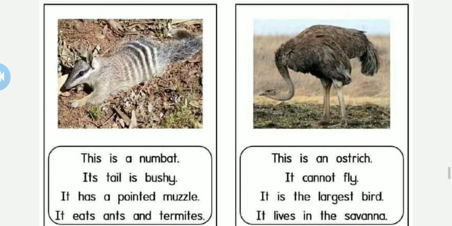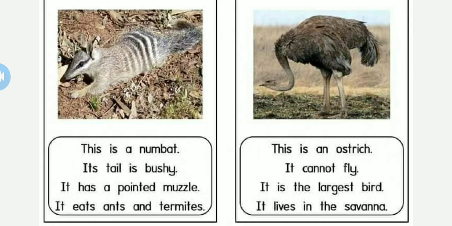Next picture. This is a numbat. Its tail is bushy. It has a pointed muzzle. It eats ants and termites. Look at another picture on your right.